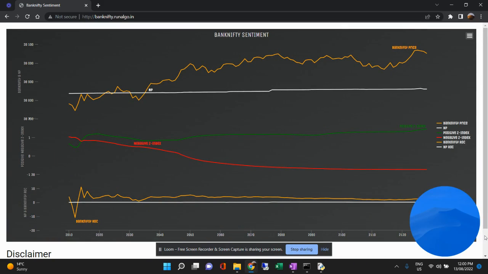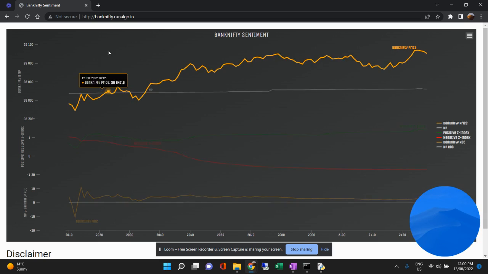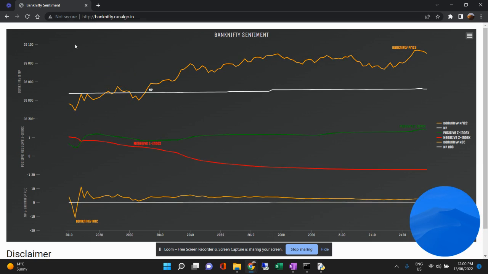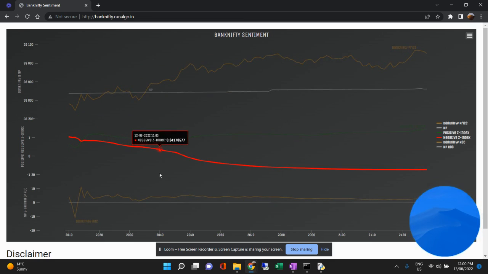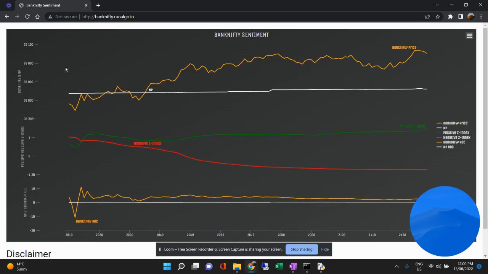Hey guys, I'm going to show you my site today, which can predict Bank Nifty movements. I put the link in the description below. This is just Bank Nifty sentiment, which is calculated using money flow created by the big players in the market.